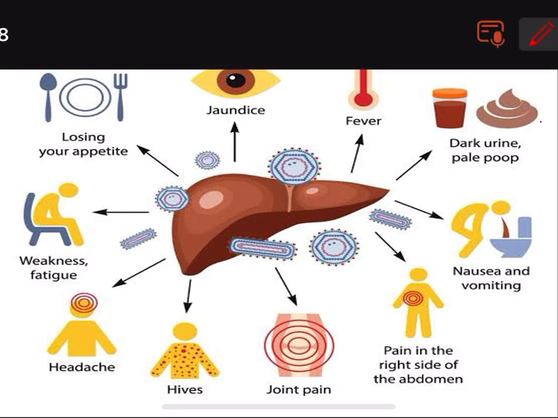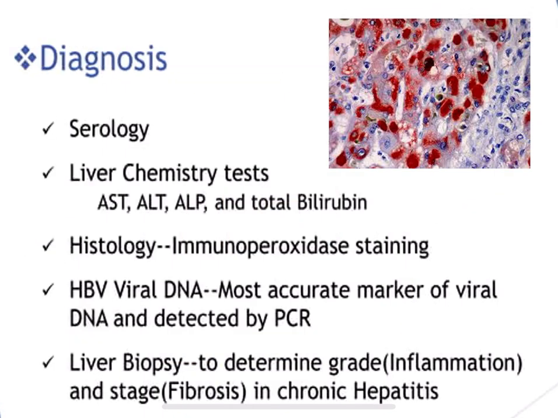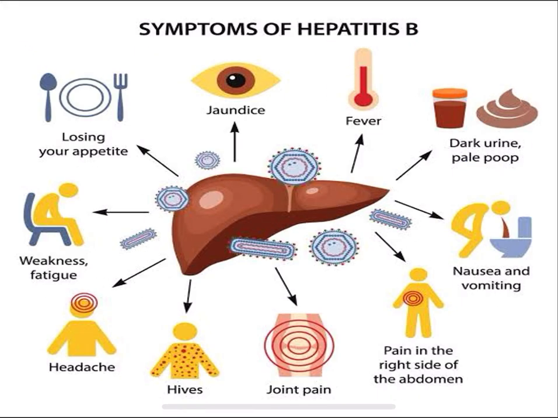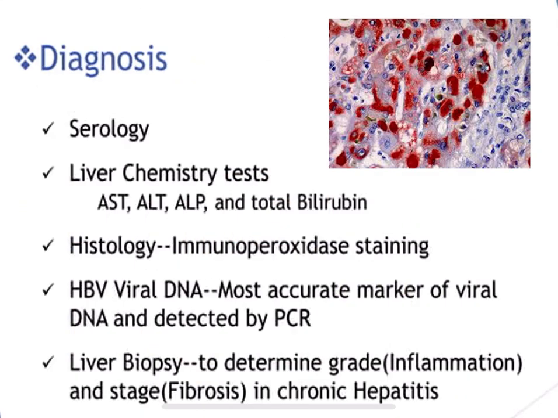Very important that there is dark urine and pale stools. Okay, the stools will be pale and the urine is going to be dark. Fever, jaundice, abdominal pain, anorexia, nausea, vomiting, all of these. Okay, loss of appetite. Very simple. The signs and symptoms are very easy to remember. Moving further to the diagnosis.